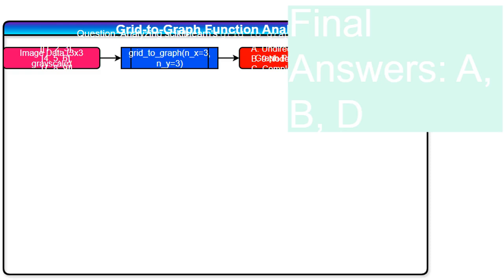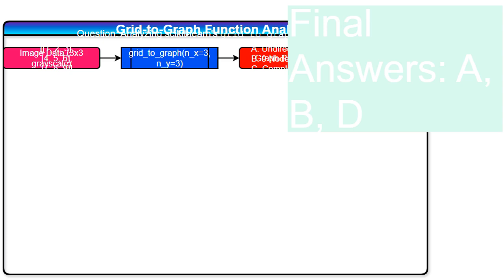After my analysis, I've determined that the correct answers are A, B, and D. A indicates the graph is undirected. B indicates it has 9 nodes. D indicates that the edge connecting 0,0 and 0,1 has a weight of 1.